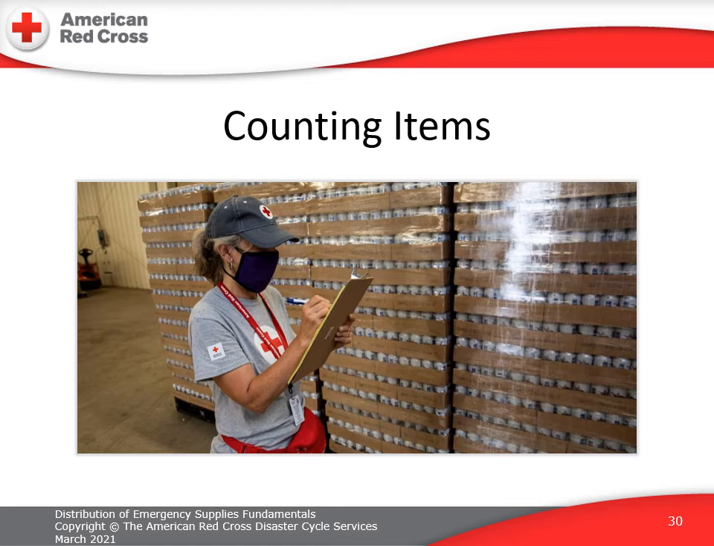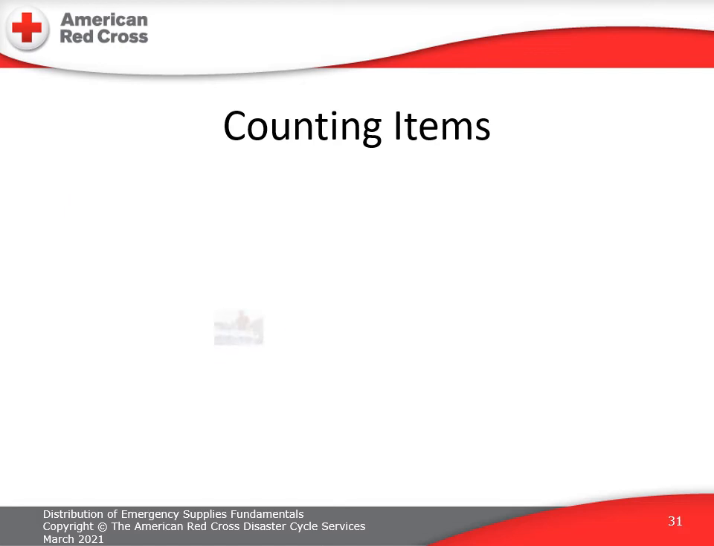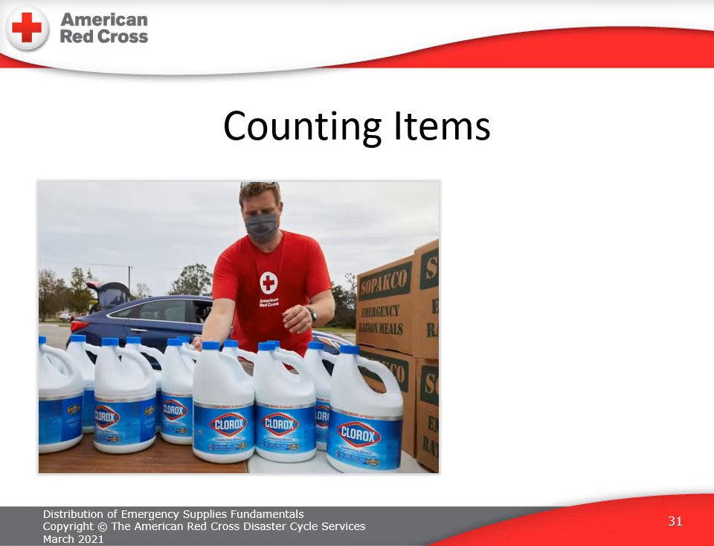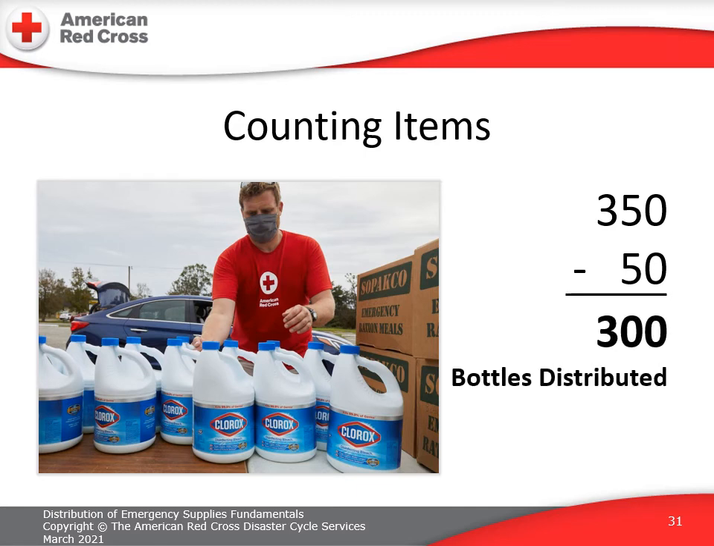Next, let's look at an example of how to maintain the daily count of items distributed. If you began your fixed site distribution with 350 bottles of bleach, and at the end of the day you counted 50 bottles left, you would record 300 bottles of bleach distributed on the route site record. Next, we'll look at counting households served.